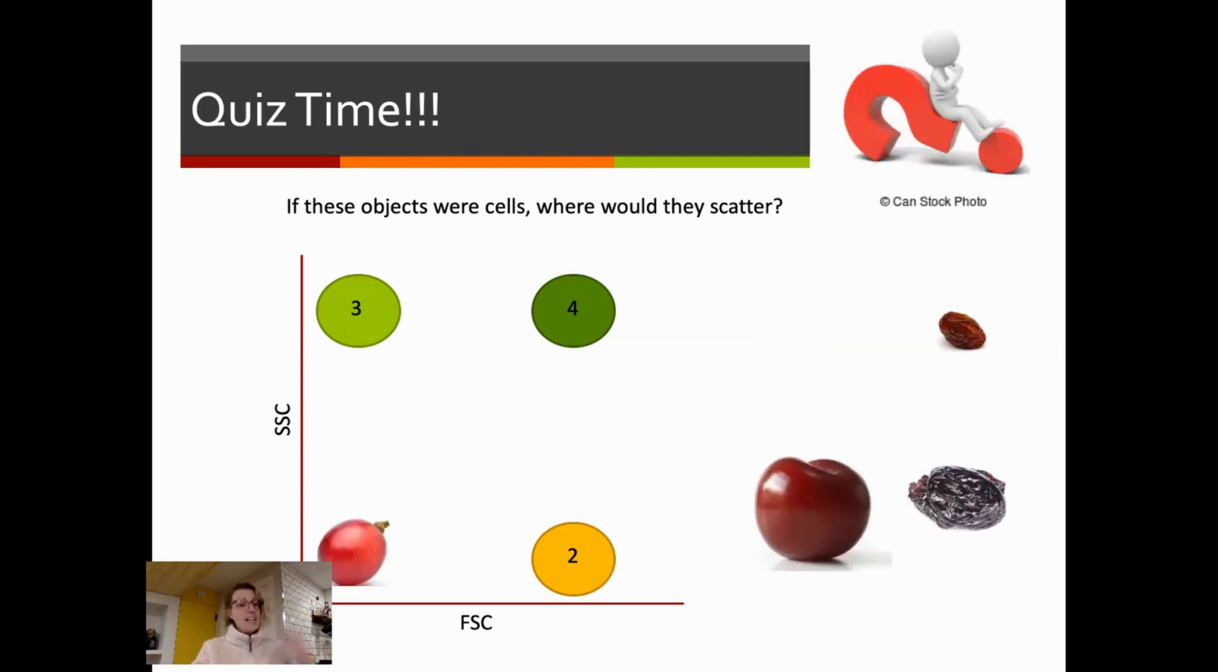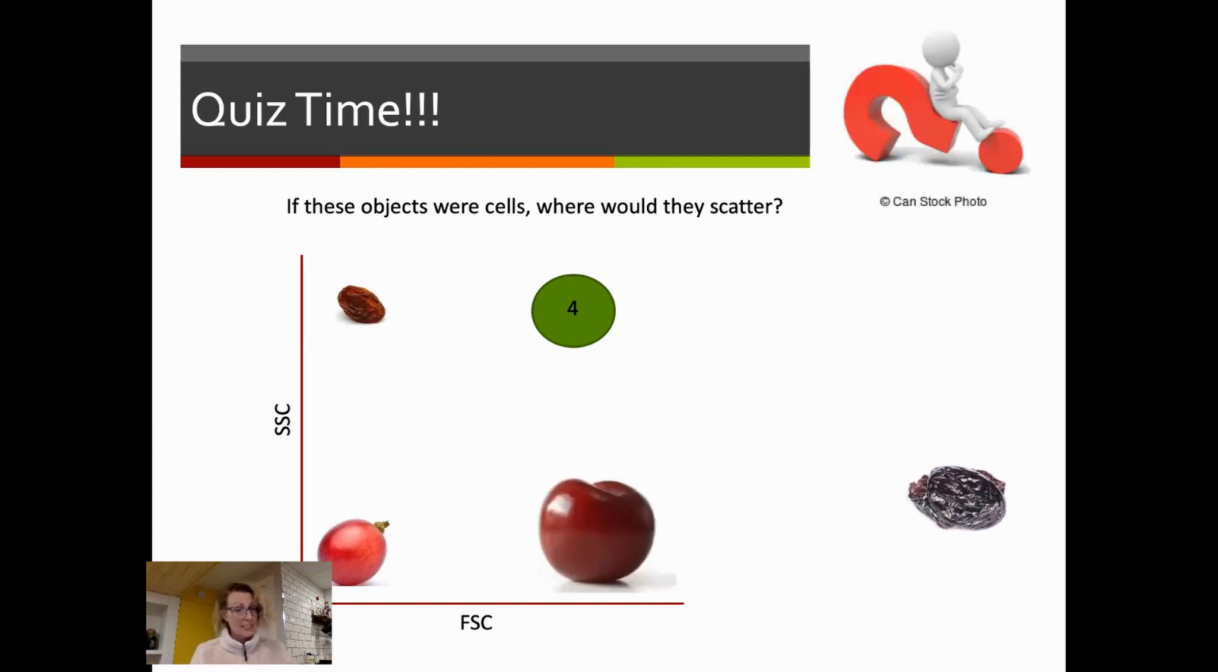Now, if we take our raisin, this would also have a small size, so a small forward scatter. What would the side scatter look like? Well, because it has all the wrinkles, it's going to bounce more light, so it's going to have a higher side scatter, placing it around there. A plum, again, very smooth, kind of like a grape, but bigger. So a higher forward scatter, but still a low side scatter. And then last up, we have a prune. It's bigger than a raisin, but still pretty wrinkly. So we have a high side scatter.